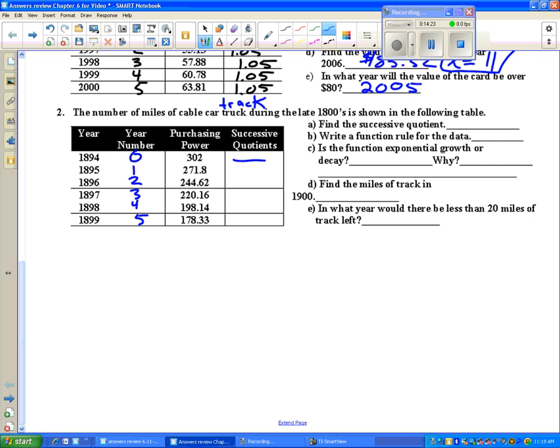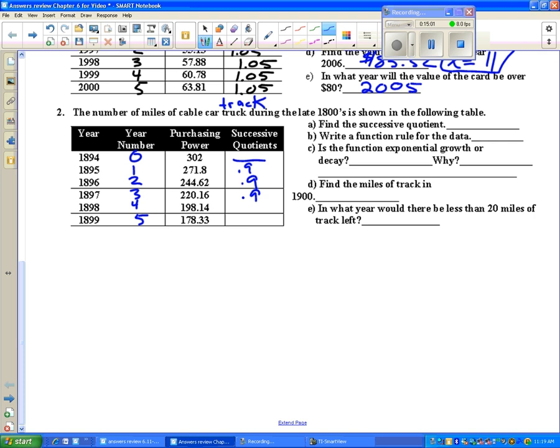So I take 271.8 divided by 302, and I get 0.9. Take 244.62 and divide by 271.8. I get 0.9. Take 220.16 and divide by 244.62, and I get about 0.9.